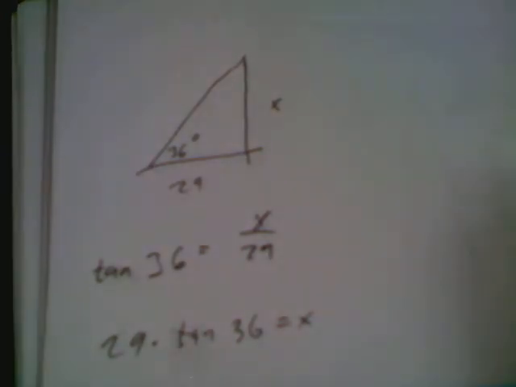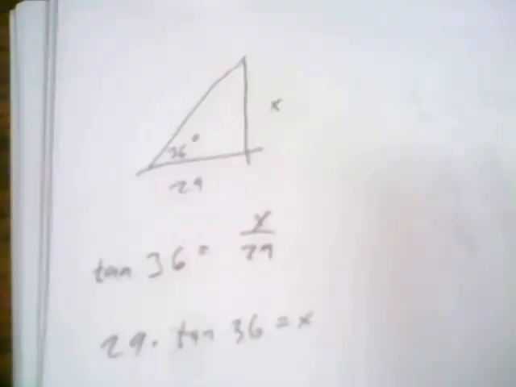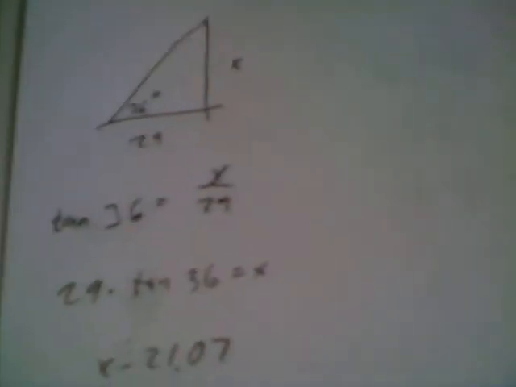Well, this is one of the easier ones. We multiply both sides by 29. 29 times tangent of 36 equals x. So, clear this out. We say 29 times tangent 36 equals 21.07. So x equals 21.07. And that's how those work.